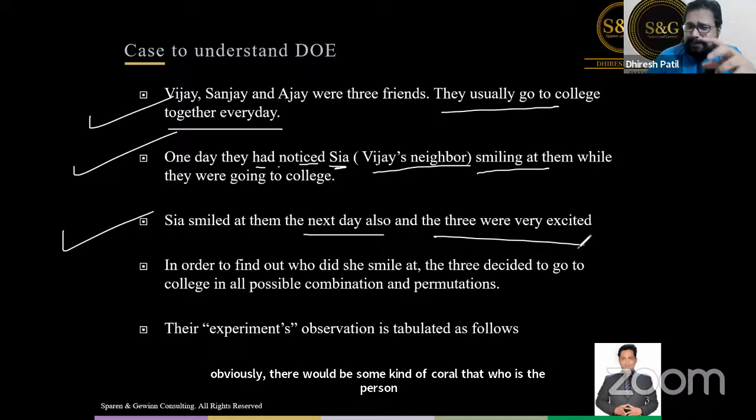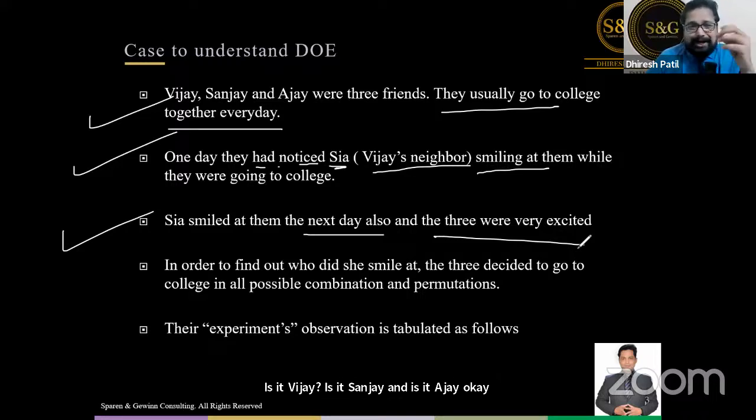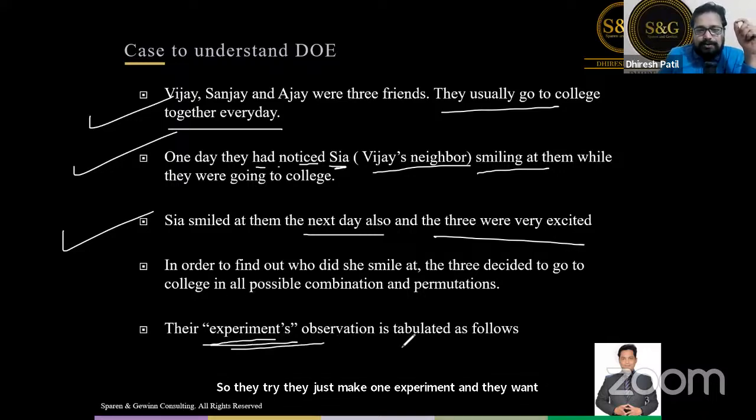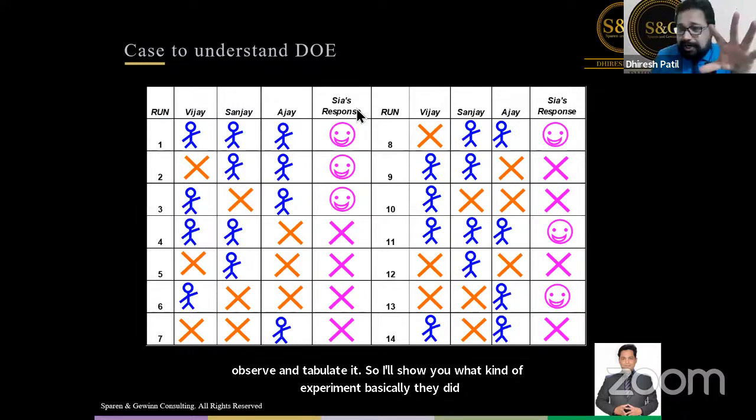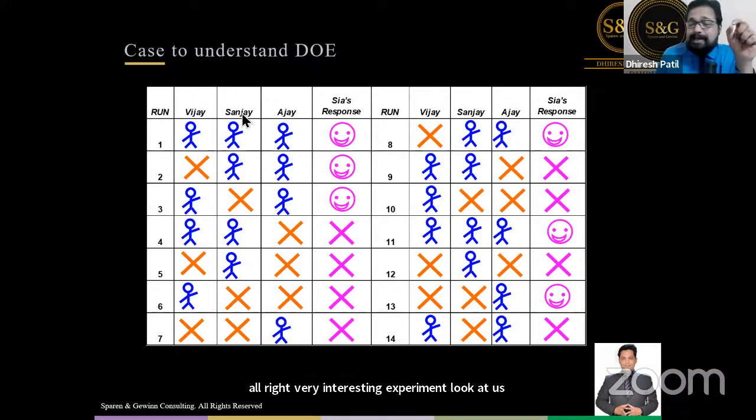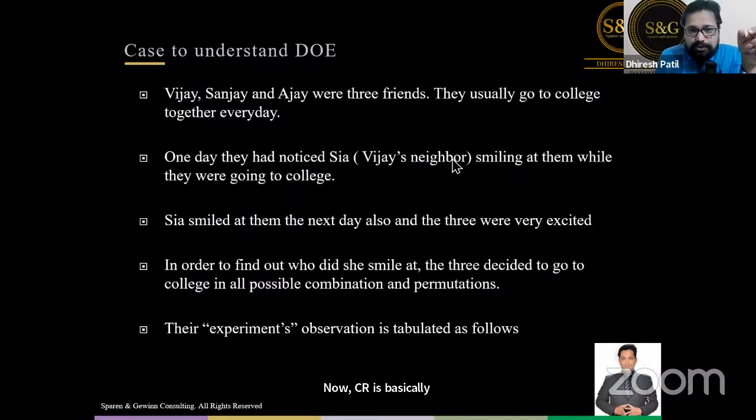They are learning design of experimentation in their statistics class. So they decide to conduct one experiment, observe, and tabulate it. I'll show you what kind of experiment they did. Very interesting experiment. Look at this: Vijay, Sanjay, and Ajay. Now Sia is basically Vijay's neighbor, as you can see here. Now let's look at this.